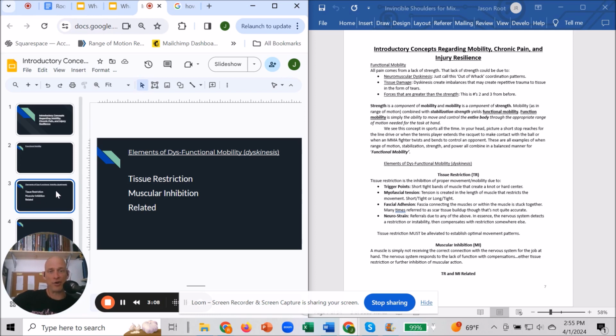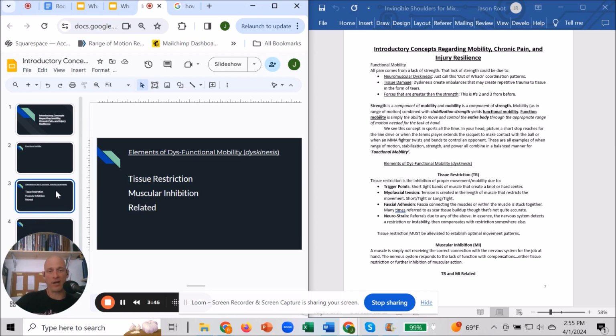And then you have neurostrain. And this is referrals due to trigger points, and so you feel that up in your neck. You have a trigger point up in here. A lot of people have, and then you're like, I feel tension up in here. You don't put them together, but it turns out if you press on here, it hurts more here. So that is what you call neurostrain. It's the referral that occurs due to a trigger point or a tissue restriction in another area.